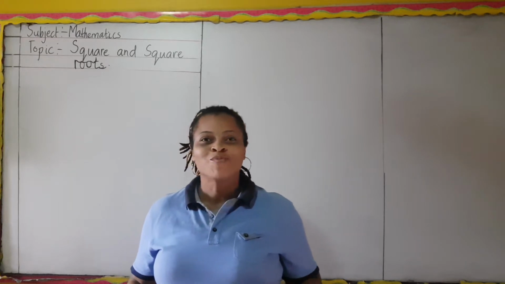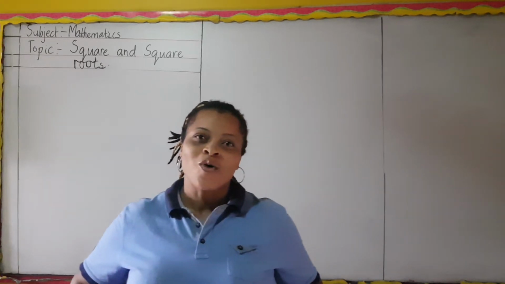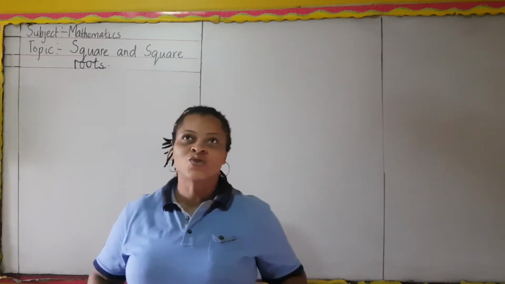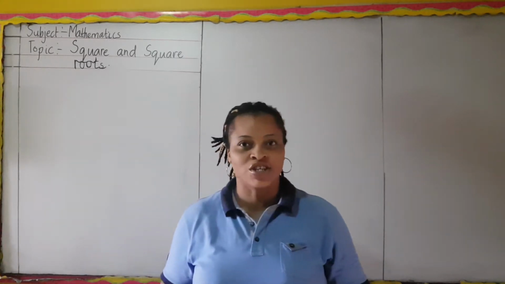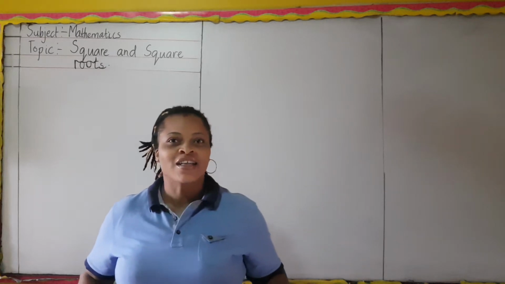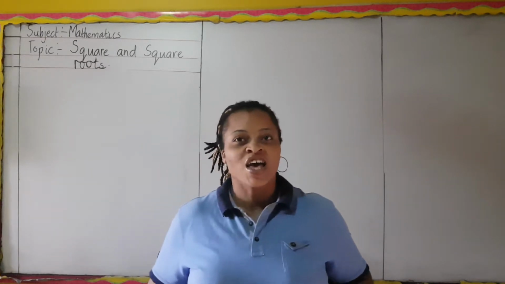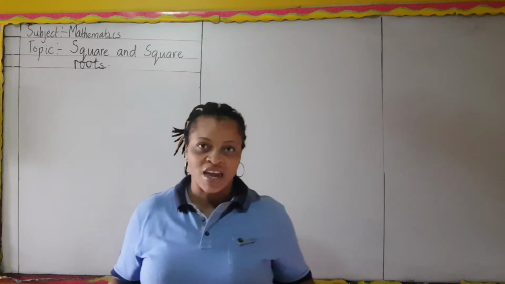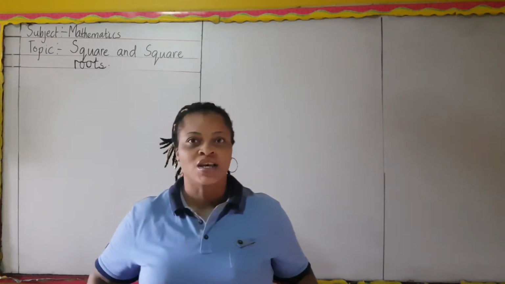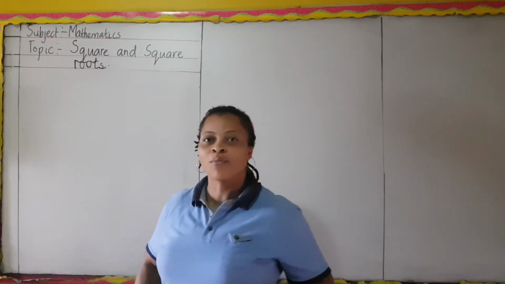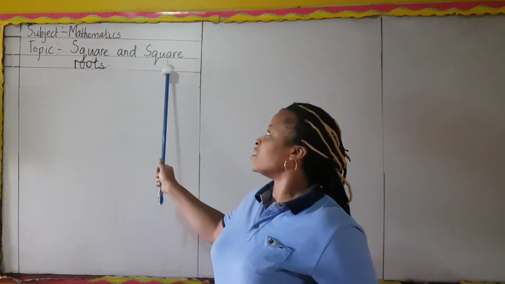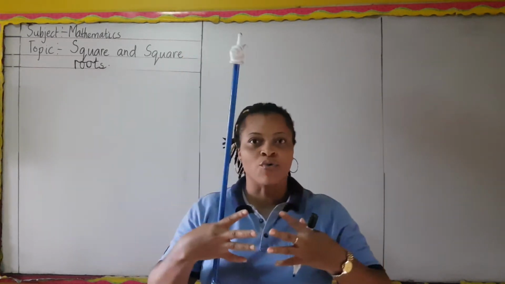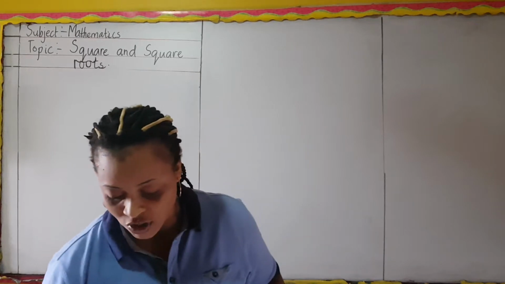Do you understand? So children, if I ask you, what is a square? Some of us will come up with a definition that a square is a two-dimensional shape. Yes, you're correct there. Another person will tell me that a square is when you multiply a number by itself twice. Yes, the two of you are correct. So today we are going to look at the proper definition of square and square root and how these two terms relate very well. Good. So let's go to the board.